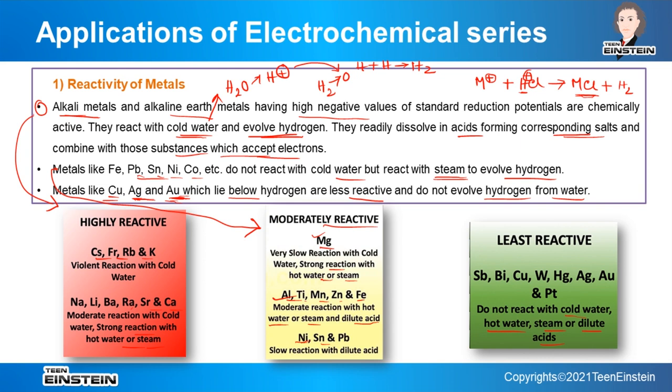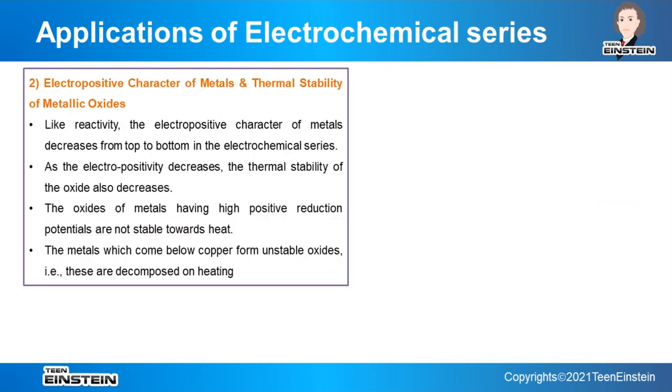So from the electrochemical series, we can easily identify, by looking at the values of reduction potential, which metal will be more reactive. That is, we can compare different systems. This is the first application. Now the next application, electropositive character.